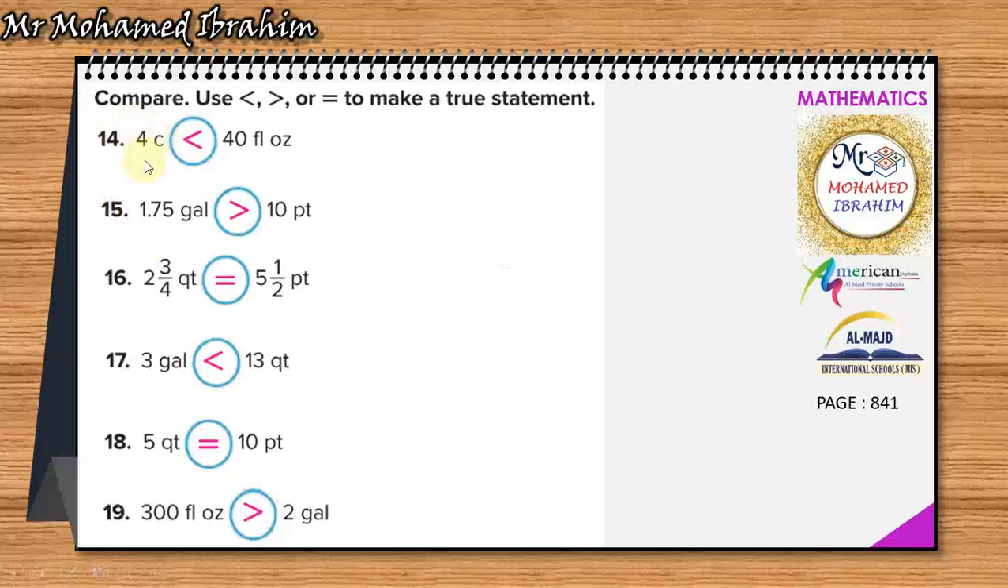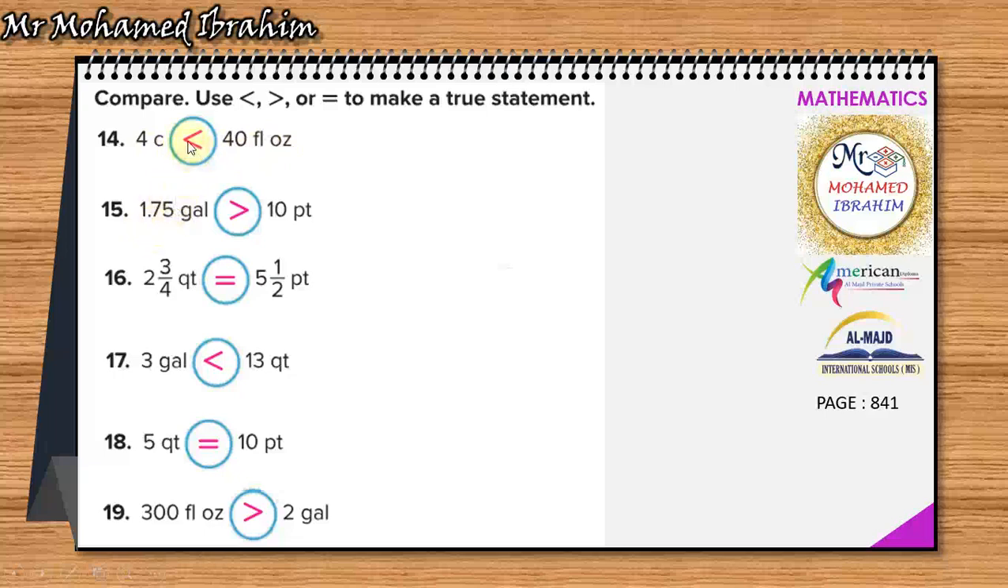Look at this, 4 cups and 40 fluid ounces. You know that each cup contains 8 fluid ounces. So 4 cups equal 4 times 8 equals 32. 32 is less than 40. So 40 fluid ounces is greater than 4 cups.